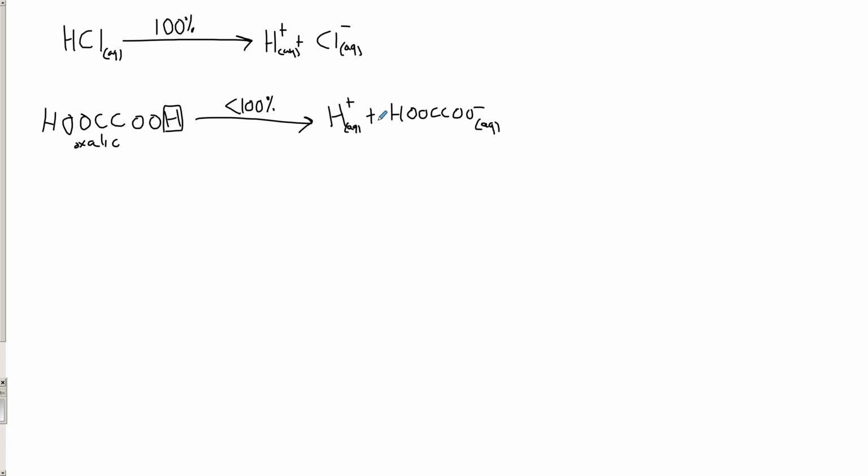Here's another weak acid, CH3COOH. And actually, I'm going to draw this guy as well. Here's my CH3, C double bond O, OH. This molecule is acetic acid. This is the stuff that makes vinegar.